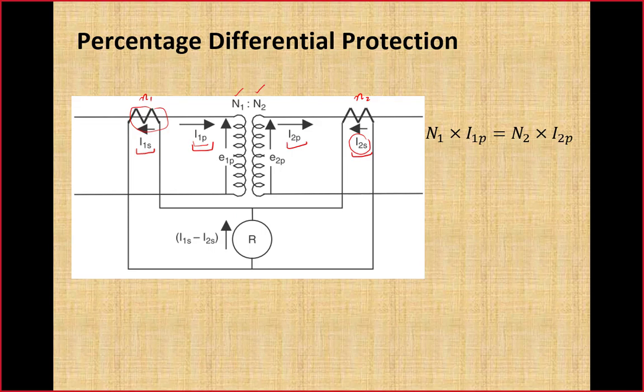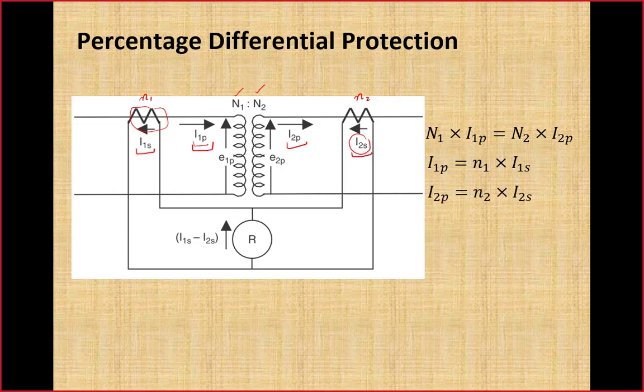So we know that for transformer action, the ampere turns on the winding 1 side will be equal to the ampere turns on the winding 2 side. So that is N1 × I1P = N2 × I2P. Now we know that this I1P is equal to the CT ratio multiplied by the CT secondary current.